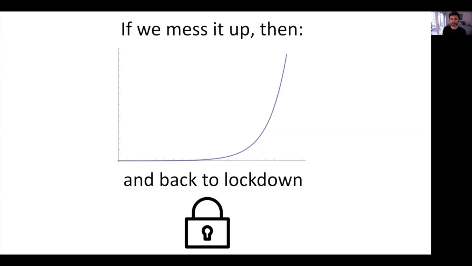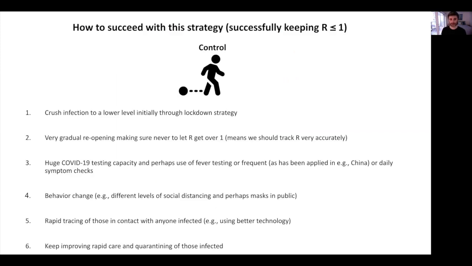If we mess up, if we let R get too high, then we get this exponential explosion of the virus throughout the population, and we actually have to go back down to lockdown to get it back down quickly again before things get overwhelmed. Okay, so how do we succeed with this strategy of getting R less than or equal to 1? Well, we need to crush the infection level to a lower level initially, probably through the lockdown strategy.